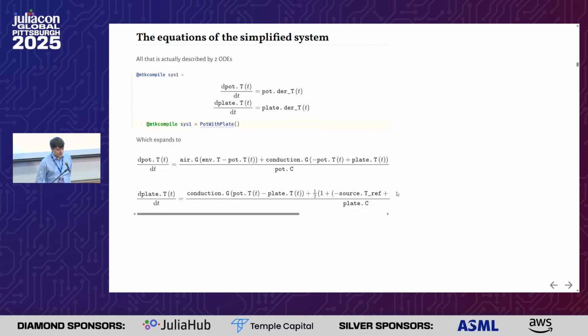And here, when we compile this with MTK, we see that these first two equations are essentially just ModelingToolkit telling us that this is the shortcut for the derivative with respect to time and so on. So we want to expand this to see what actually happens in there. And we can see that this can get a bit complicated because it includes all the interactions in the system.